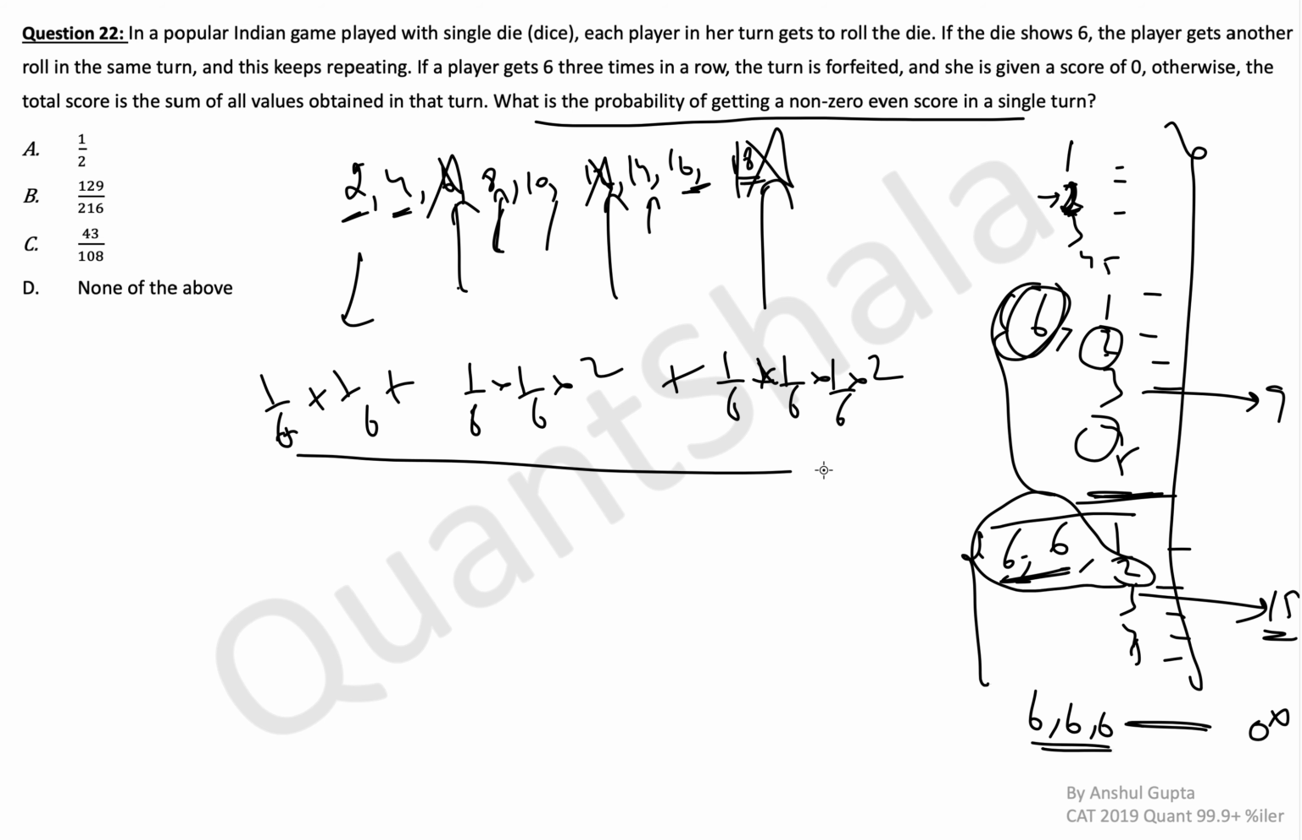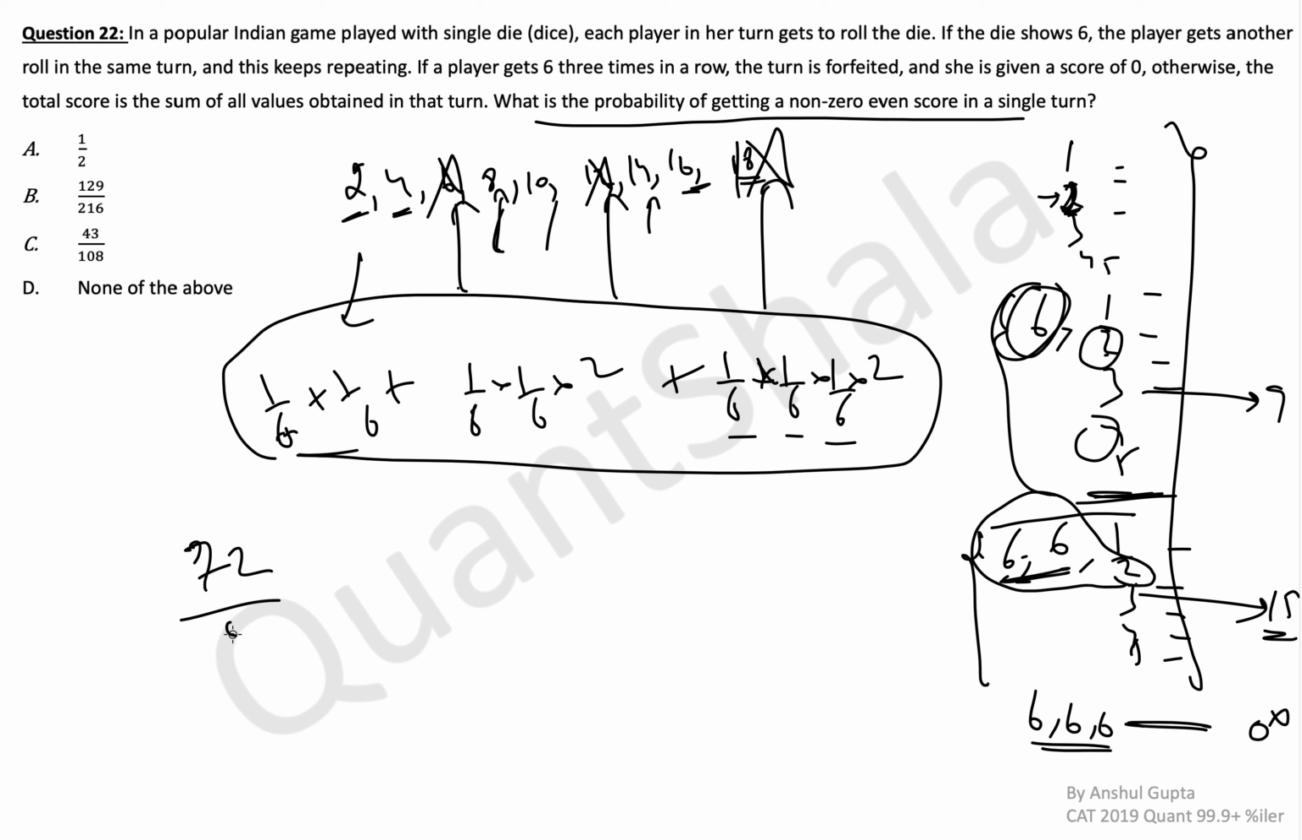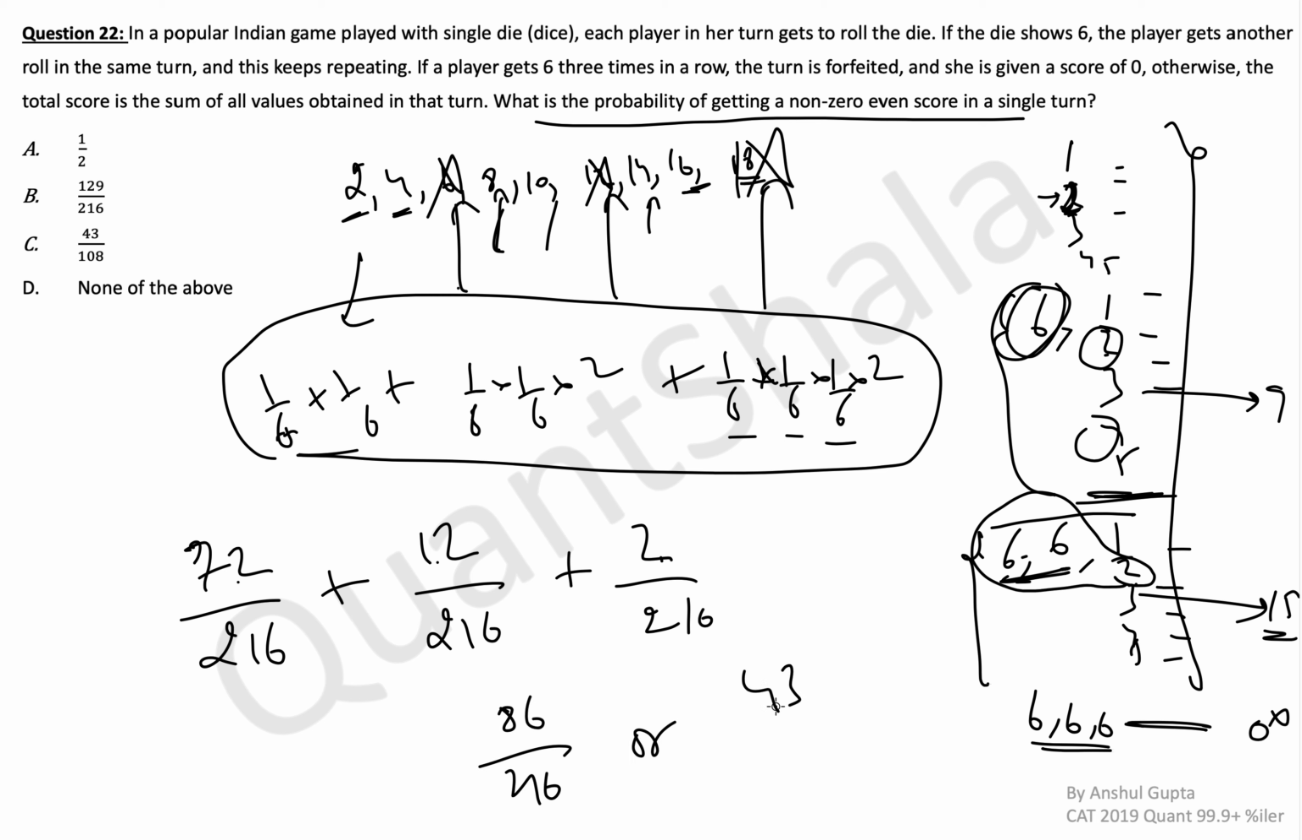Okay, adding all of these up, what do you get? You get 2 by 6. Let's bring all the denominators into 216 because the largest denominator is 216. So this is 2 by 6, or you can write it as 72 by 216, plus this is 12 by 216, plus this is 2 by 216. Adding all these, what do you get? 72 plus 12, 84 plus 2, 86. 86 by 216 or 43 by 108, and the answer is C.